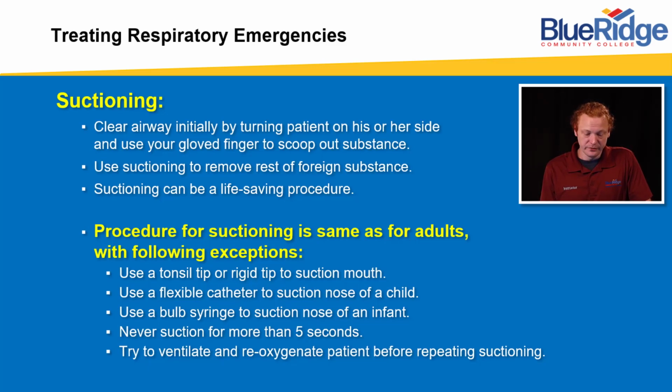The procedure used for suctioning infants and children is generally the same as for adults, with some exceptions. Use a tonsil tip or a rigid tip suction in the mouth, and do not insert it any farther than you can see. Use a flexible catheter to suction the nose of a child and set the suction on low to medium power. Use the bulb syringe to suction the nose of an infant, and never suction for more than 5 seconds at one time. Try to ventilate and reoxygenate the patient before repeating suction.